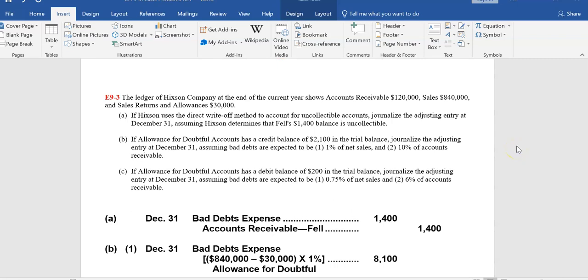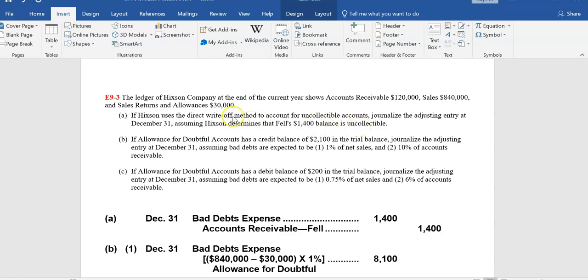All right, let's continue working with some problems related to the accounts receivable. We are working with the ledger of Hickson Company at the end of the current year. Their accounts receivable shows a balance of $120,000. Their sales revenue account has a balance of $840,000, and their sales returns and allowances has a balance of $30,000. Assuming Hickson uses the direct write-off method to account for uncollectible accounts, we're going to journalize the adjusting entry at December 31st, assuming that Hickson determines that Fell's $1,400 balance is uncollectible.